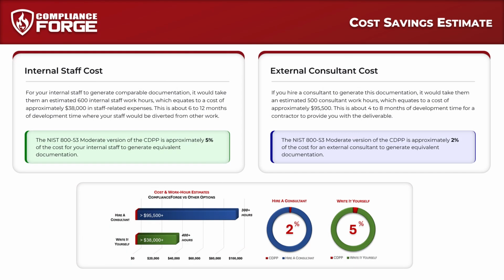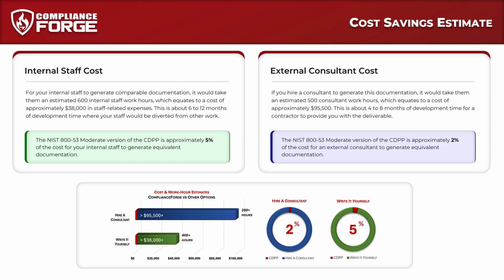Now compare that against the 2 alternatives for obtaining quality cybersecurity documentation. For your internal staff to generate comparable documentation, it would take them an estimated 600 internal staff work hours, which equates to a cost of approximately $38,000 in staff-related expenses. That is about 6 to 12 months of development time. If you hire a consultant, it would take an estimated 500 consultant work hours, which equates to a cost of approximately $95,500. That is about 4 to 8 months of development time. The NIST 853 moderate version of the CDPP is approximately 5% of the cost for your internal staff and approximately 2% of the cost for an external consultant to generate equivalent documentation.